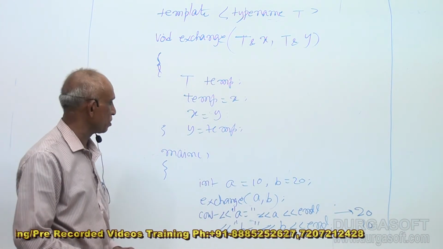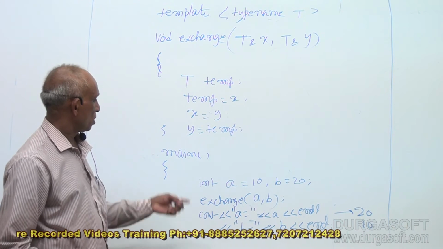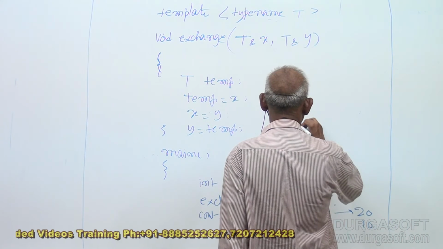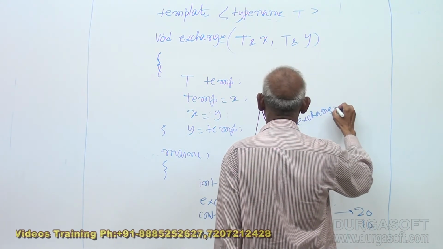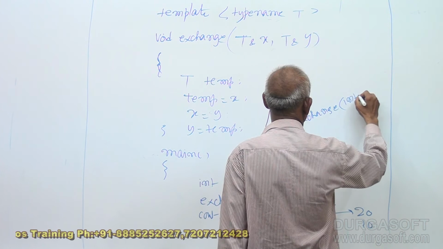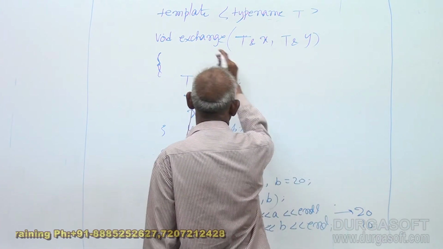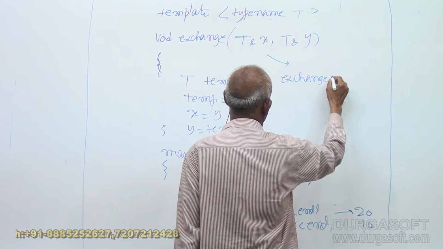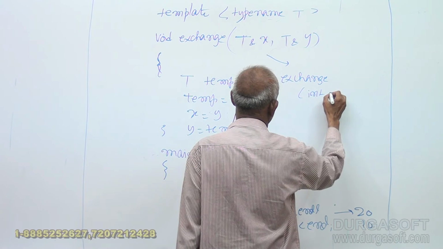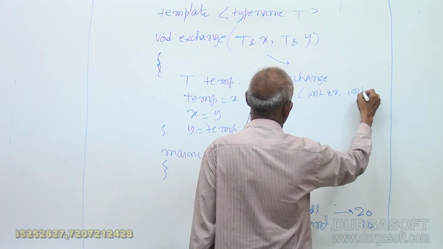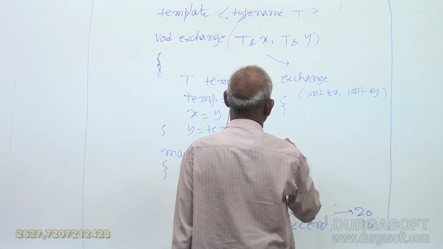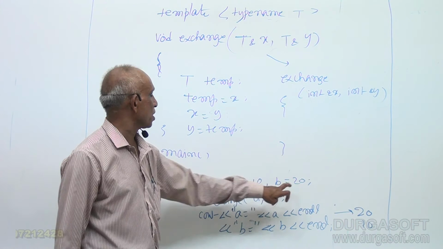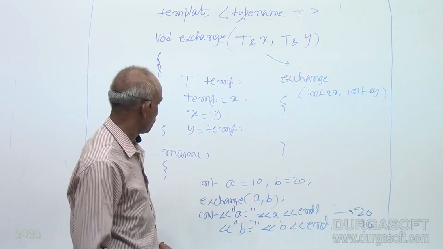This is a simple exchange function with integer type. So the version of the exchange invoked here is exchange(int& x, int& y), because we called with integers, so int version is invoked.